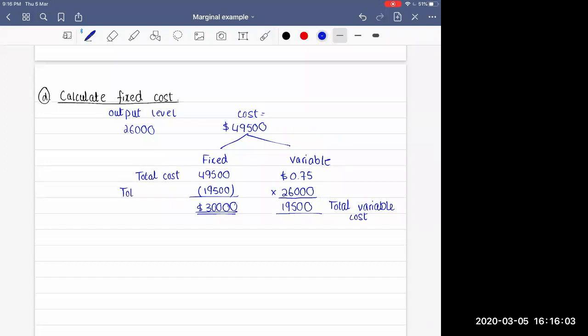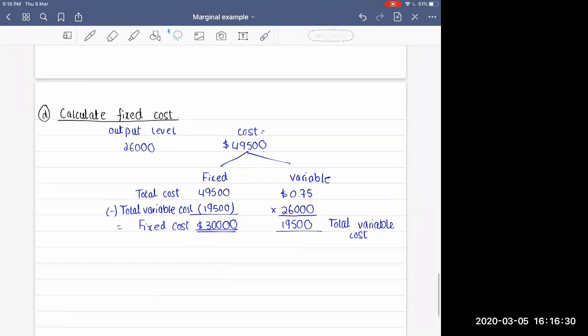This is total variable cost. Total cost minus total variable cost equals to fixed cost. Now, yahi cheez, sir, dusri activity 44,000 pe bhi prove honi chahiye. 44,000 pe bhi agar hum ye cheez dekhein, to humari fixed cost same aani chahiye, guys.